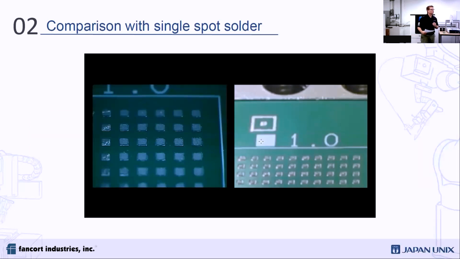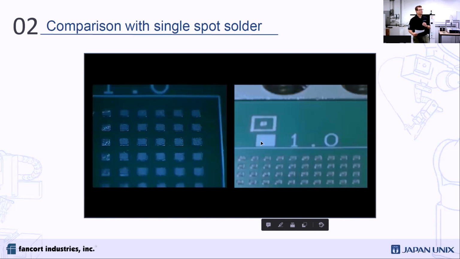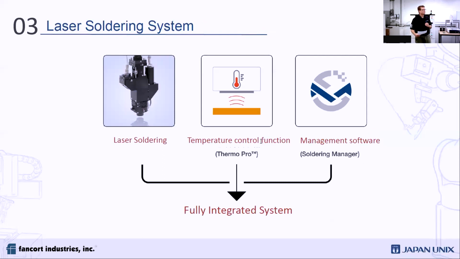This just shows another representation of the difference between spot soldering, point to point, and aerial laser soldering. On the left, we show an array of solder joints with reflowed solder where you would go point to point to reflow those. On the right is a representation of the same array of solder points done with an aerial laser soldering lens capability, bringing together the soldering head on the area laser soldering system.